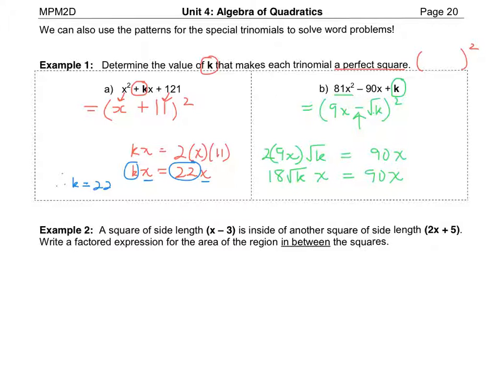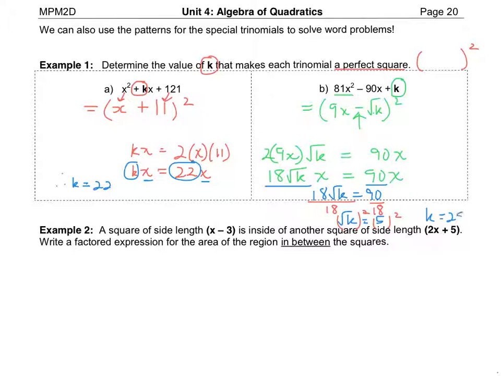So the only way that these can be equal to each other is if the 18 times the square root of k is equal to 90. So really I have the 18 square root of k has to equal 90. I could divide both sides by 18 to get the root k by itself. And if I do 90 divided by 18 on the calculator, I get the square root of k being equal to 5. So to undo the square root now, I'm going to square both sides, and I get that k would equal 25.